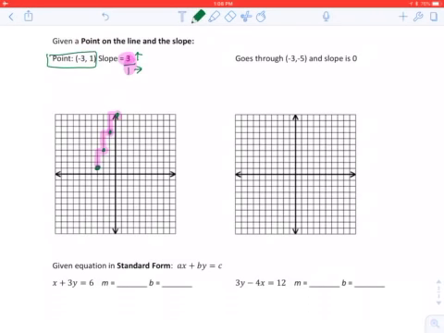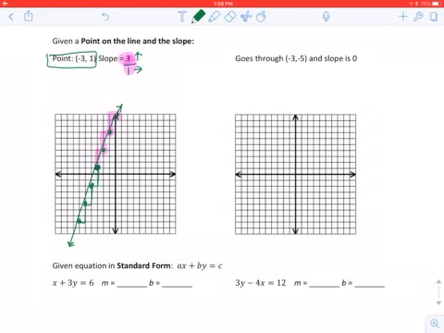When you run out of room going that direction, you're going to go back to where you started and do the opposite. So down 3 and left 1. Okay? When all the points you have on your graph are there, you're going to draw a line between them and put some arrows on.